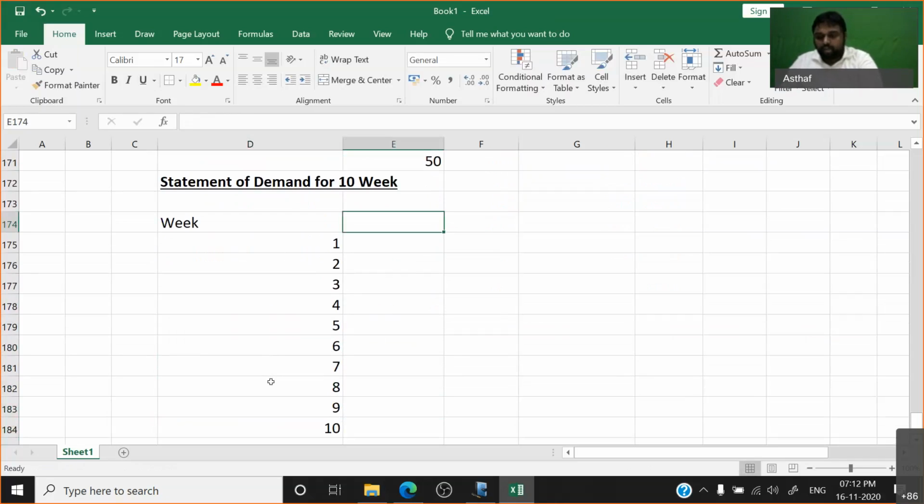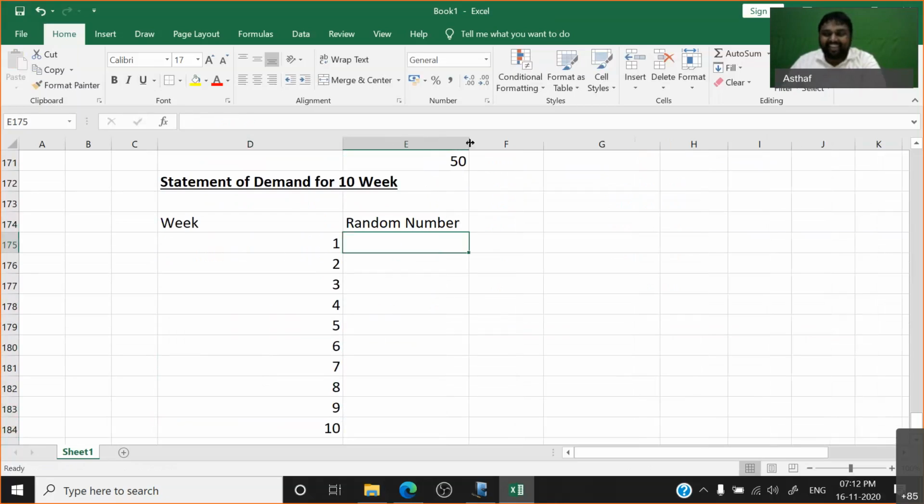In the question, they will give random numbers. This random number only we have to match. Once you listen, you will get very clarity. I know you are ready. We will start. So what is the random number?